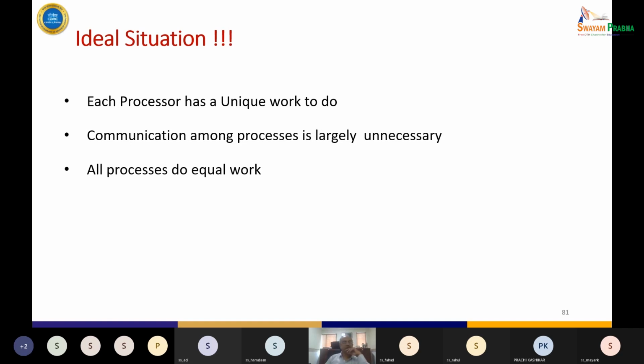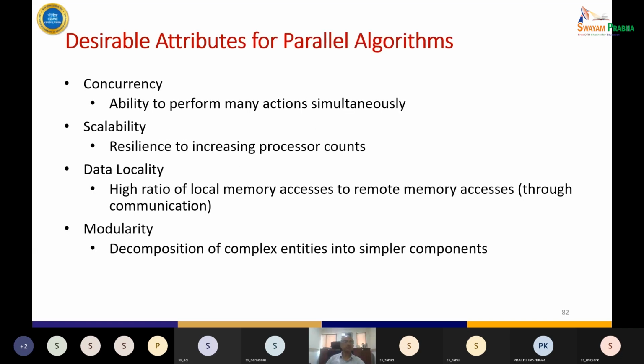So in real life, all of them cannot do equal work. Some of them may do slightly more work, slightly less work. That depends on your algorithm. Though this is an ideal situation, and one should try to get as close as possible to this.